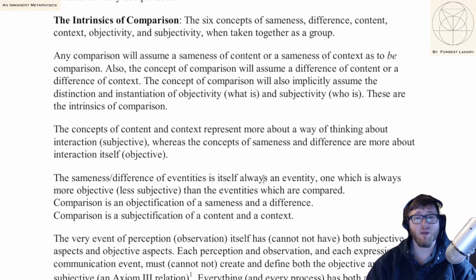The intrinsics of comparison. The six concepts of sameness, difference, content, context, objectivity, and subjectivity, when taken together as a group. Any comparison will assume a sameness of content or a sameness of context. Also, the concept of comparison will assume a difference of content or a difference of context. The concept of comparison will also implicitly assume the distinction and instantiation of objectivity, what is, and subjectivity, who is. These are the intrinsics of comparison.